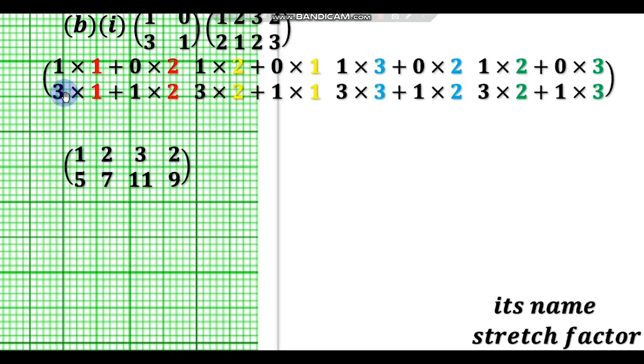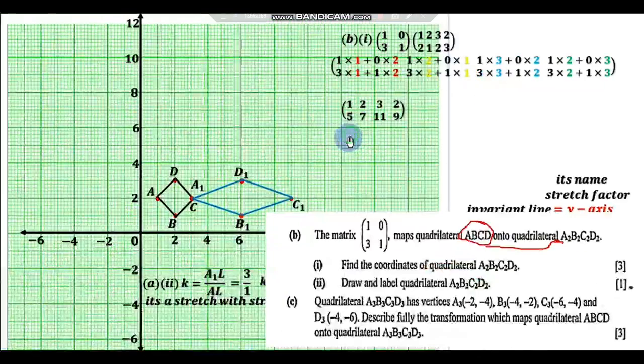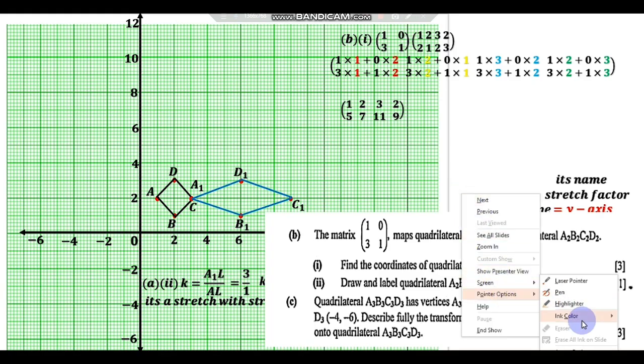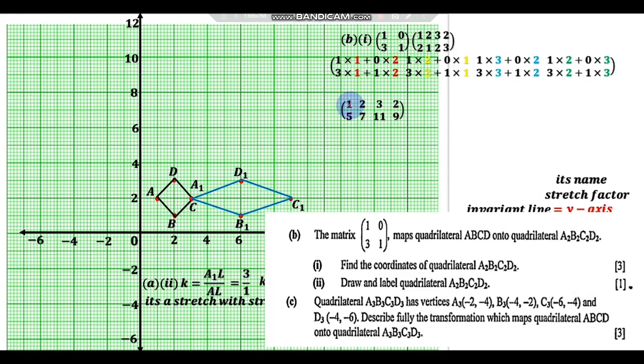Then here, 3 times 1 is 3, and 1 times 2 is 2. When you add 3 plus 2, that's where you're getting a 5. The same applies here; you do the same even there. Now we have found our coordinates, so we can label them. The coordinates correspond like this: the first coordinate is for A2, second B2, third C2, and lastly D2.